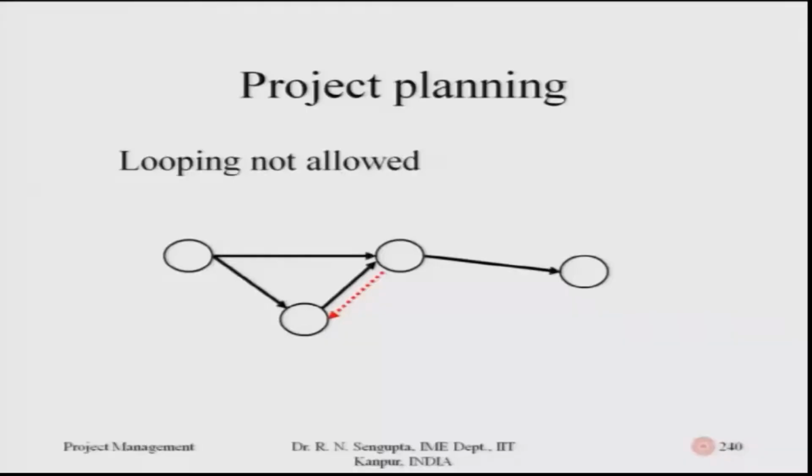So as looping is not allowed, this is what I mean. If you had this one, say for example, this was A, this was B, this was C, this was D. So any relationship between C and D where the looping is being done is not allowed in PERT CPM.